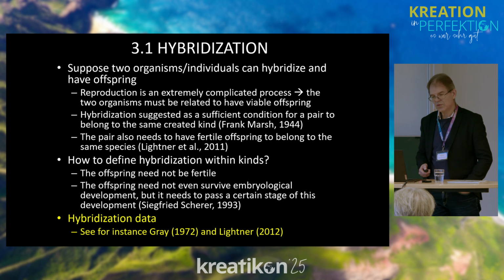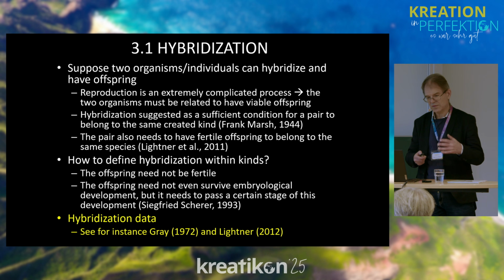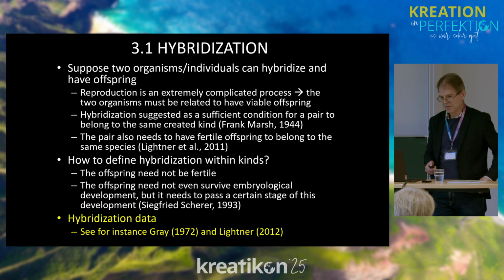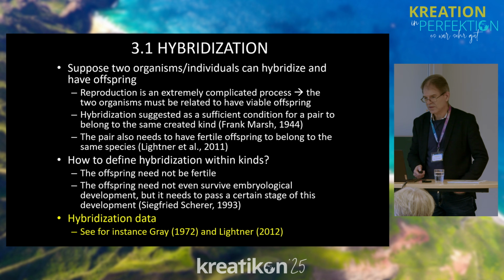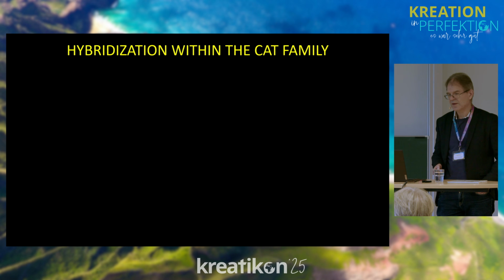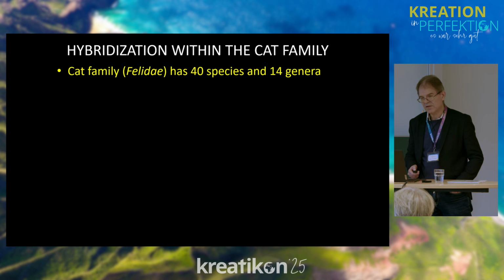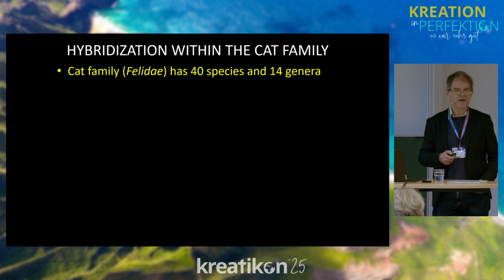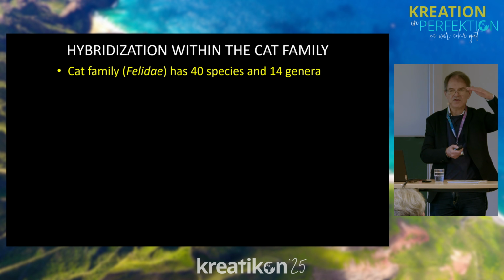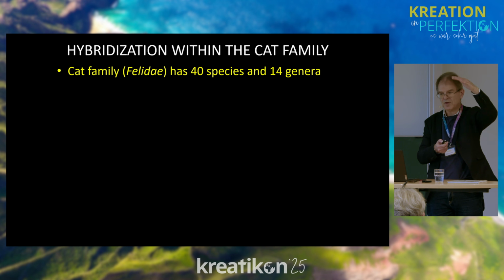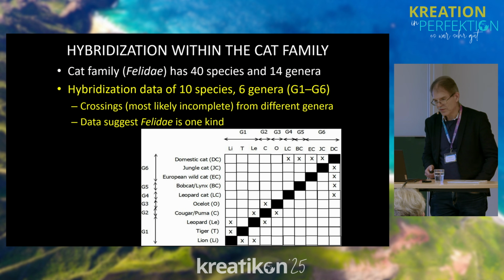And then you could use hybridization data between different pairs of species in order to build up different groups and thereby suggest different created kinds. So let's look more closely at hybridization within the cat family. As I mentioned, taxonomically the cat family is a family. It consists of 40 species and has 14 genera. A genus is a level between species and family. And here we have hybridization data for 6 genera.